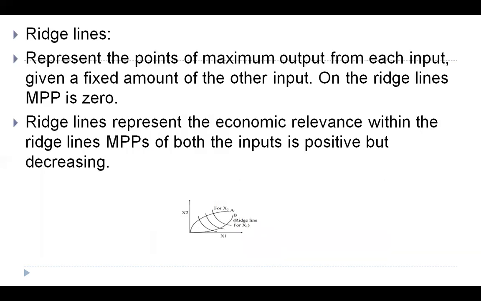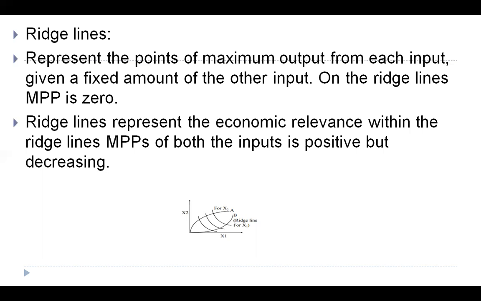Now we see the next important point, related to the ridge line. What is a ridge line? It is also called the border line. See in your figure, A and B: for X1 the ridge line is different, and for X2 the ridge line is different. The ridge line represents the point of maximum output from each input, given a fixed amount of the other input. On the ridge line, MPP, marginal physical product, is always 0.